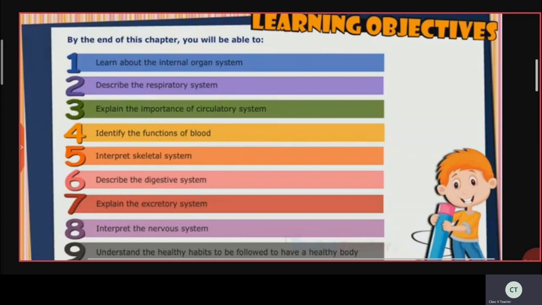And fifth, we can interpret the skeletal system. We can describe the digestive system. Seventh, we can explain the excretory system. Eighth, we can interpret the nervous system. Ninth, understand the healthy habits to be followed to have a healthy body. These all we can learn from this lesson.